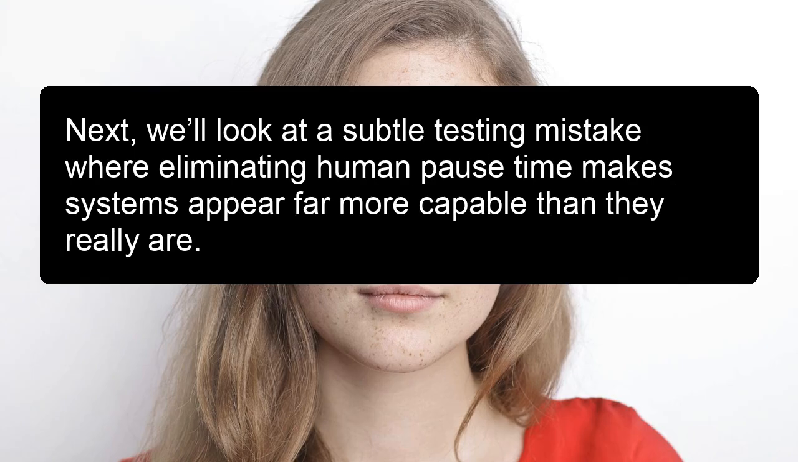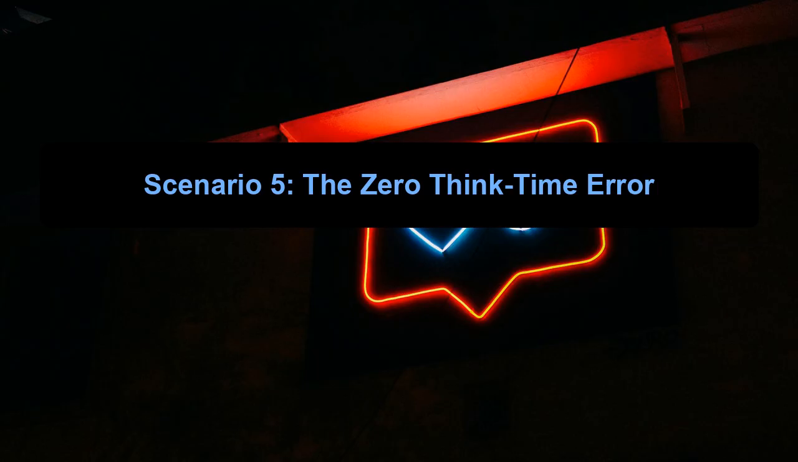Next, we'll look at a subtle testing mistake where eliminating human pause time makes systems appear far more capable than they really are. Scenario 5. The zero think time error.